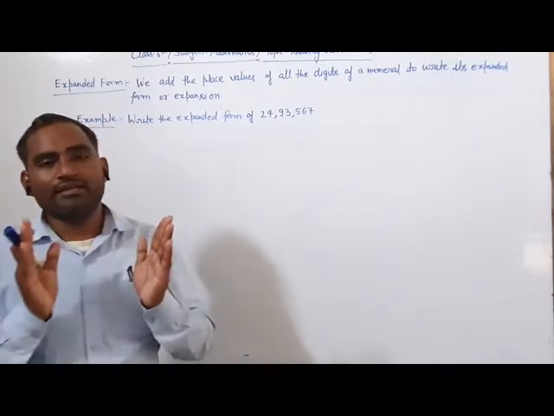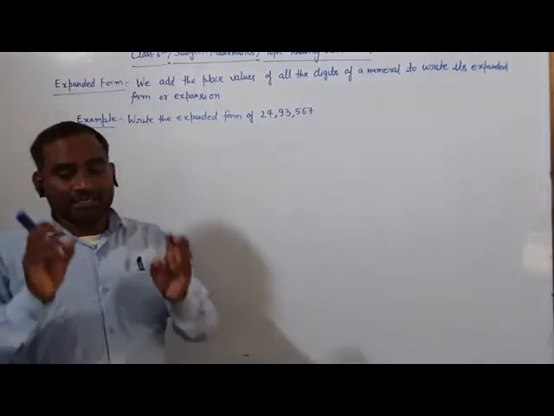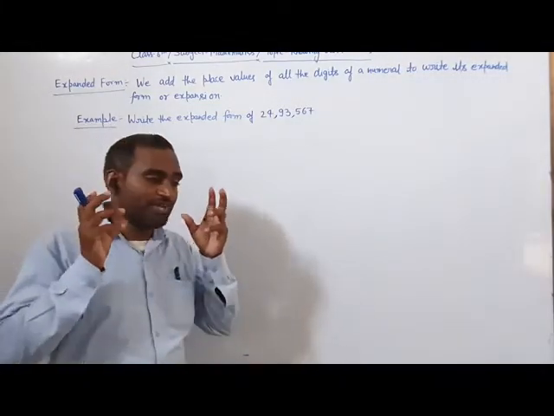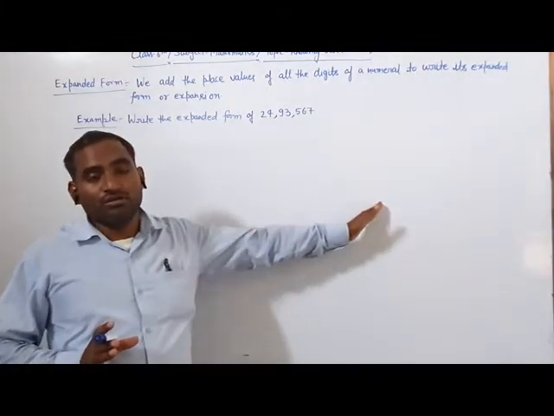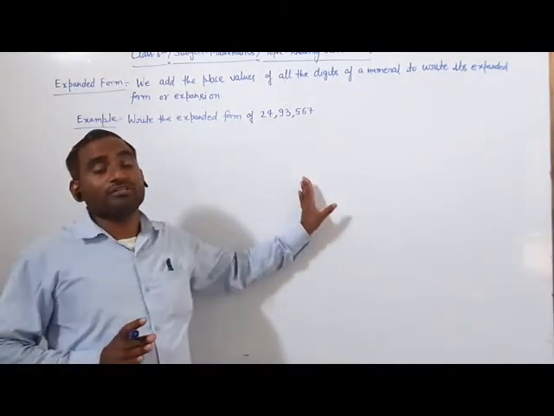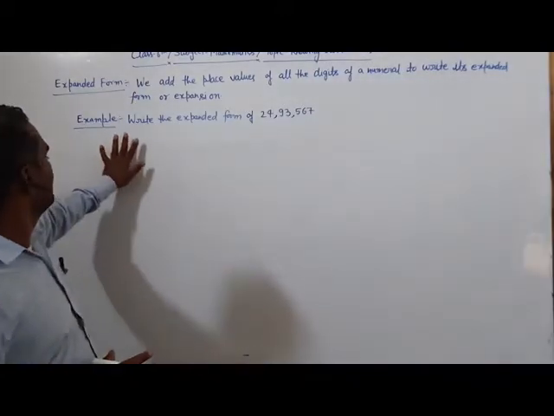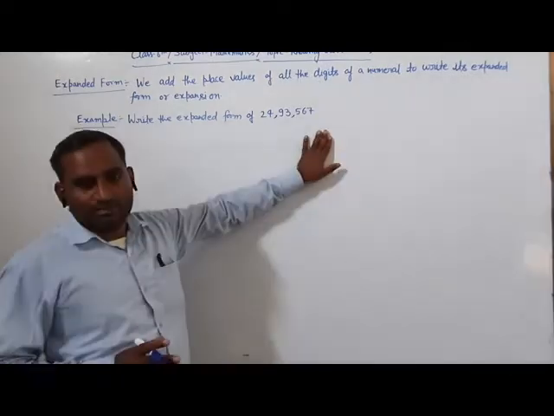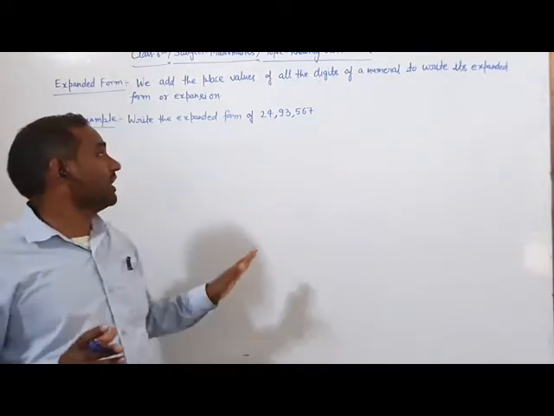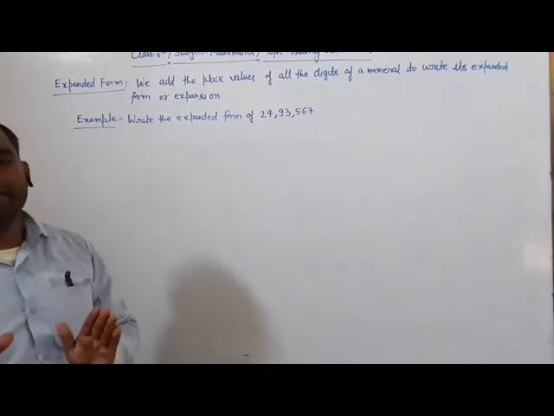When we add the place value of all digits, that is called the expanded form of that numeral. Here we take an example and I will show you how to write the expanded form of any numeral.